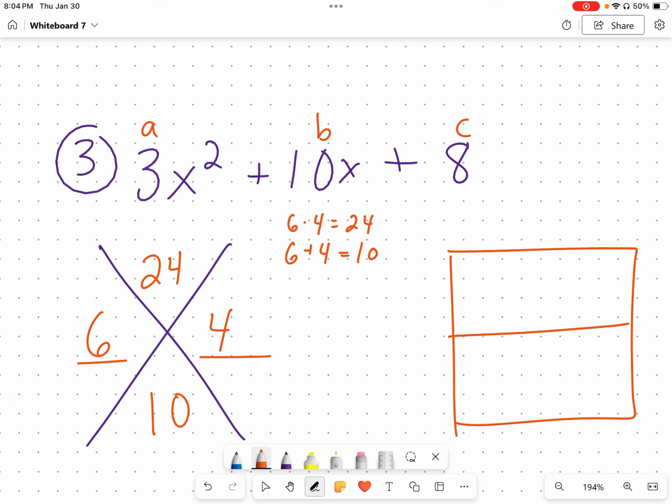Now you do your box. First term, last term.